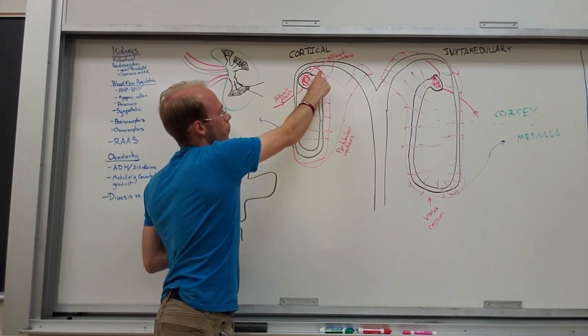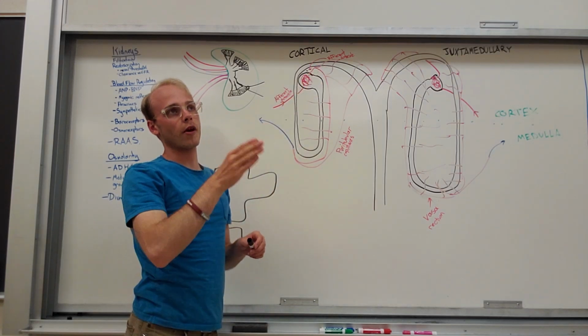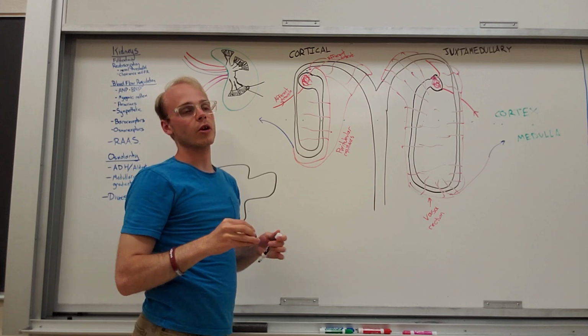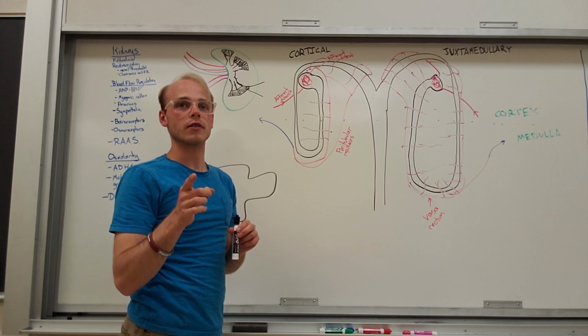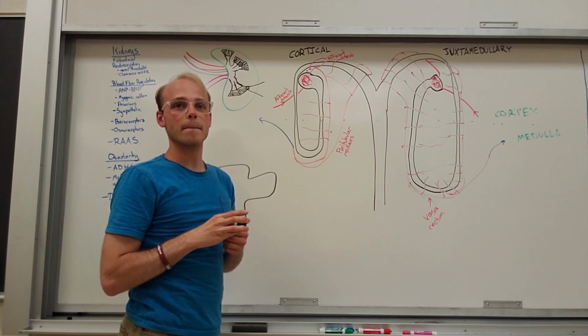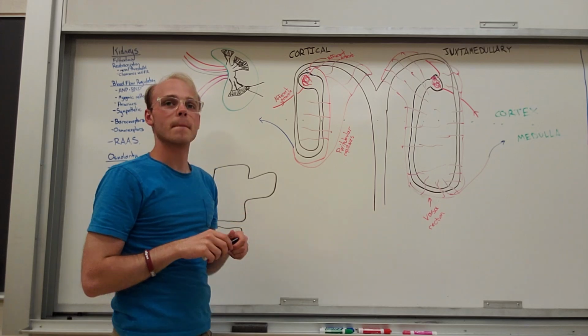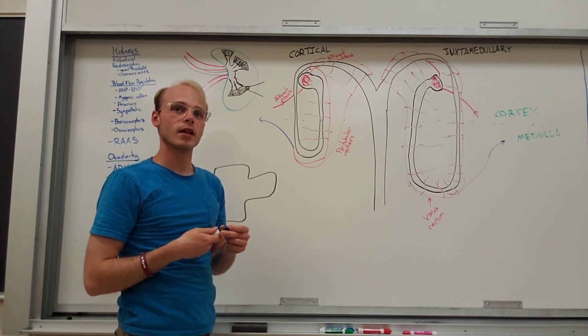And then after that, we have a portion that's called the proximal straight tubule. This is where we pull in the majority of our chloride ions. Really useful. Yes? For the last one, was there any reason why it was called convoluted?